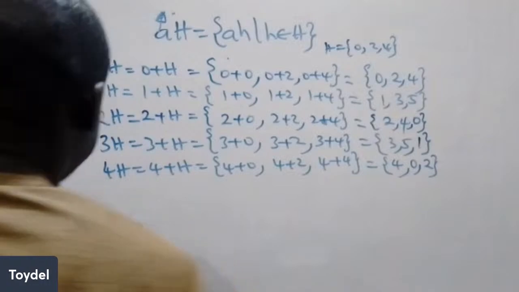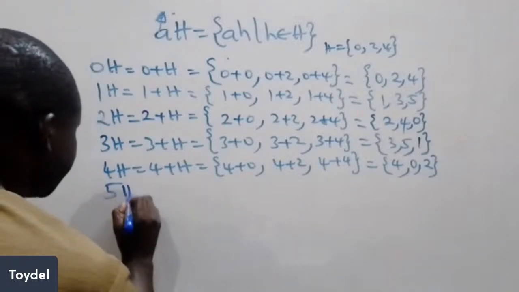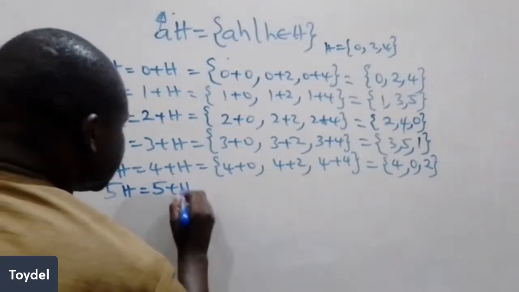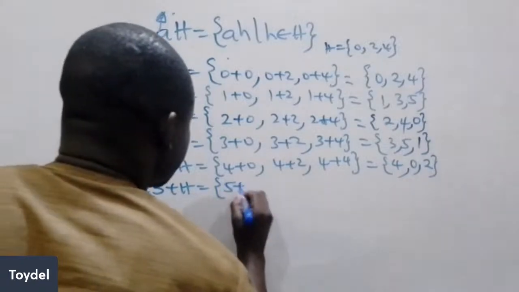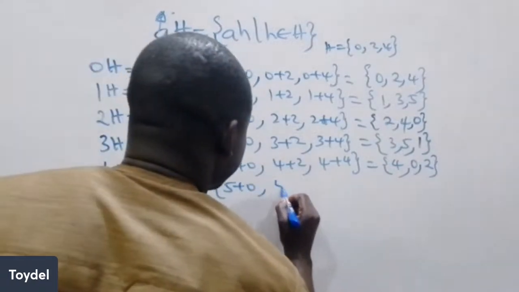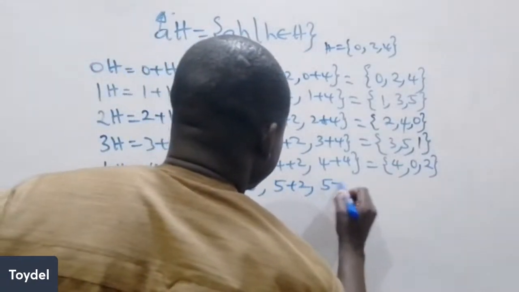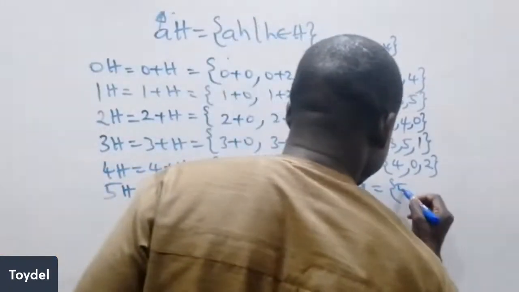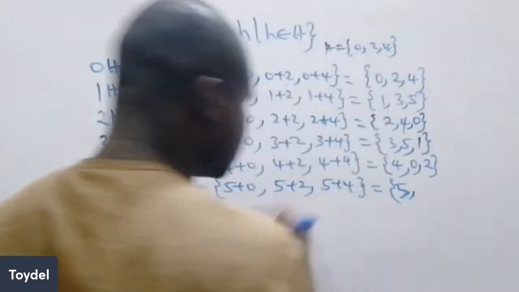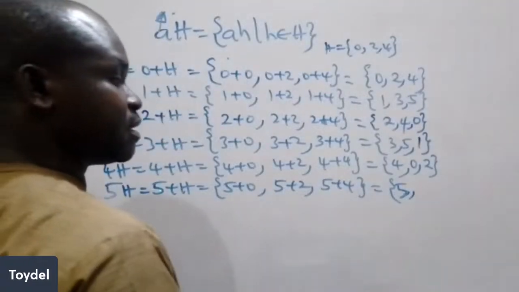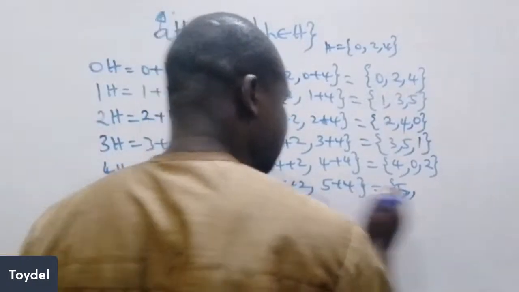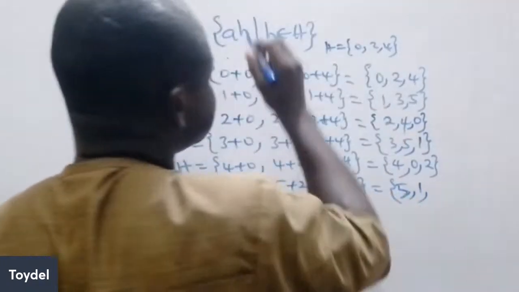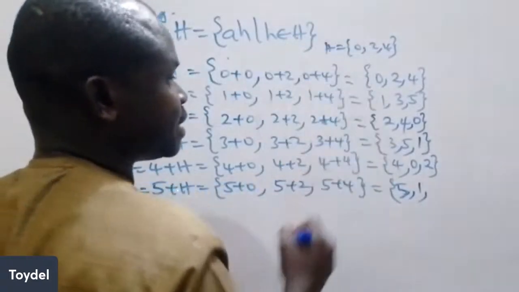Then the last element there under Z6 is 5. So here we are going to have 5 plus h. So that will be 5 plus 0. We have 5 plus 2. We have 5 plus 4. So in this case now, 5 plus 0 is 5. 5 plus 2 is 7. When you take 6 from 7, we have 1. That's the leftover in Z6.